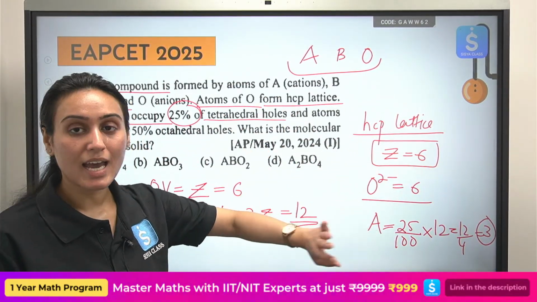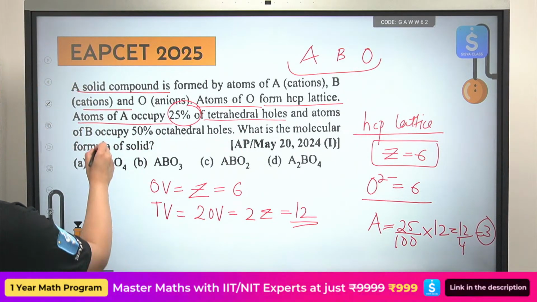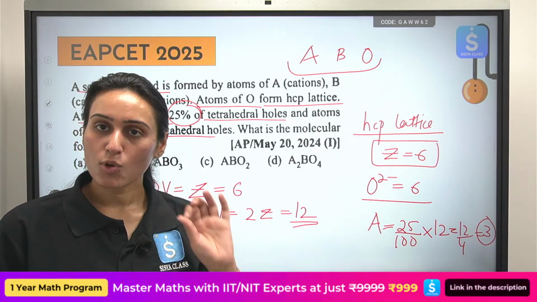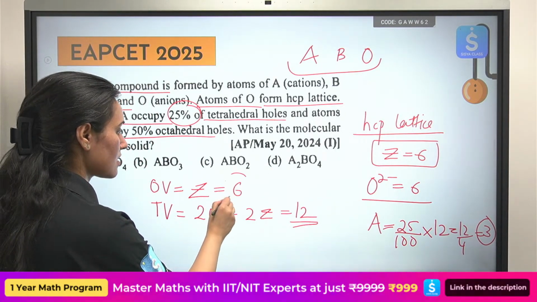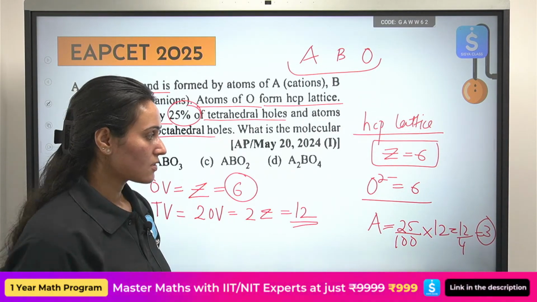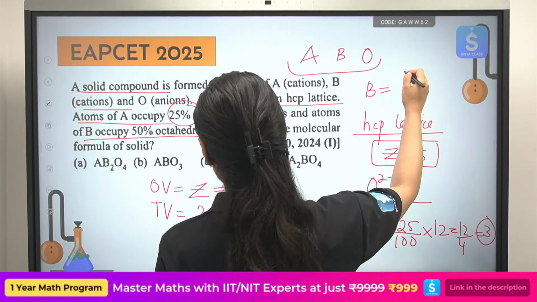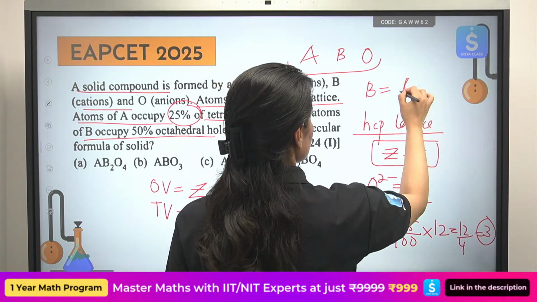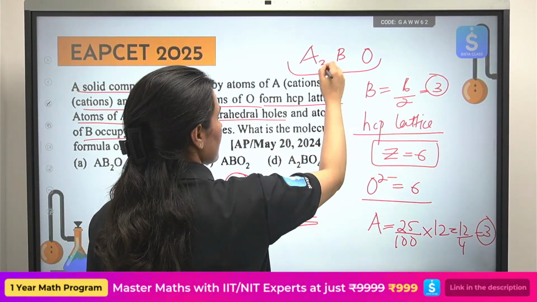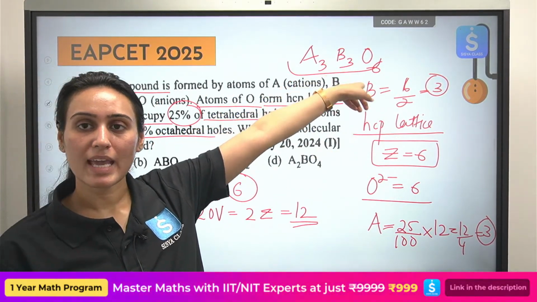Number of oxide ions 6. What about B? B occupies 50% of octahedral voids. Total octahedral voids 6. Only 50% are occupied. So only 3 sites are occupied. So number of B ions, 6 by 2, that is 3. Now write the formula: A3B3O6. If you simplify it, it will become ABO2.